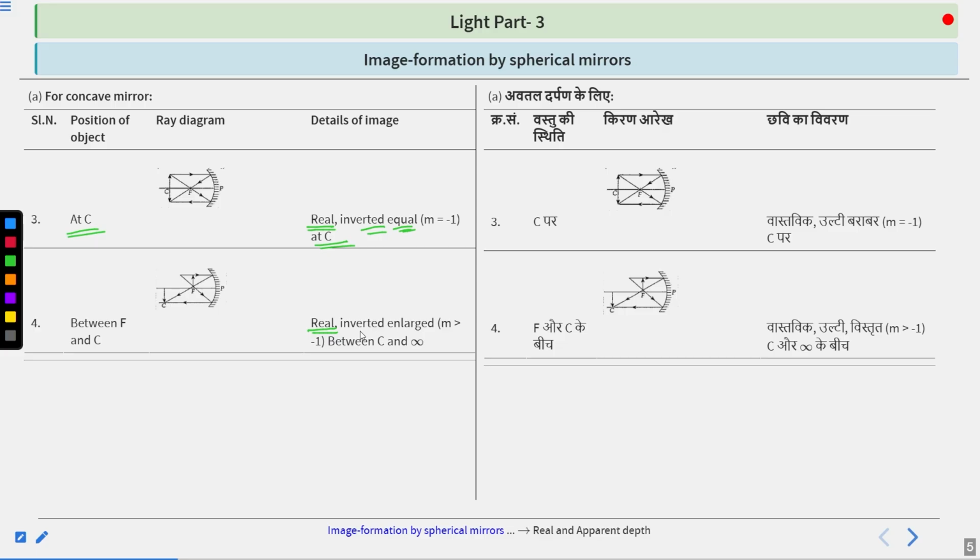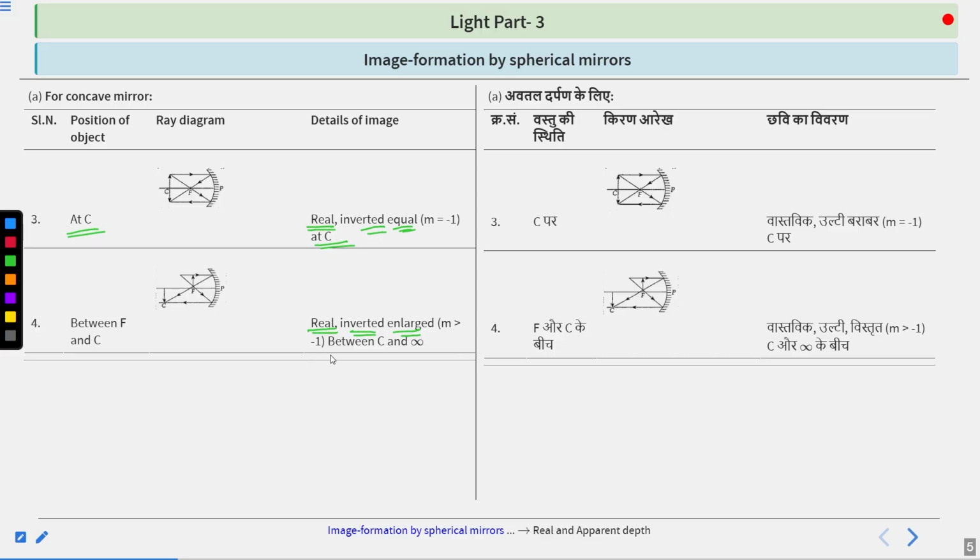Okay. Again, inverted because it is real. Enlarged. Now, in this case, the image will be enlarged. Why? If you look at this arrow and this image size, it is quite difficult to notice, but let me tell you, the image is actually quite high in comparison with the object. So that's why it is written down, it is enlarged. Or we could say M is greater than -1.